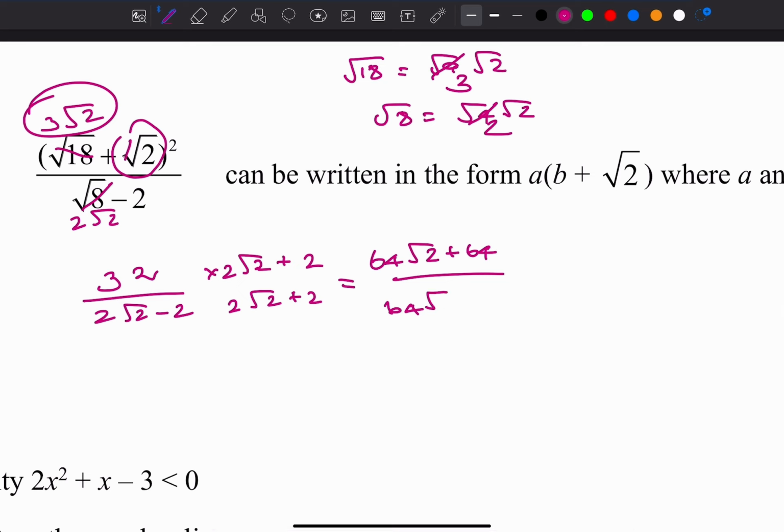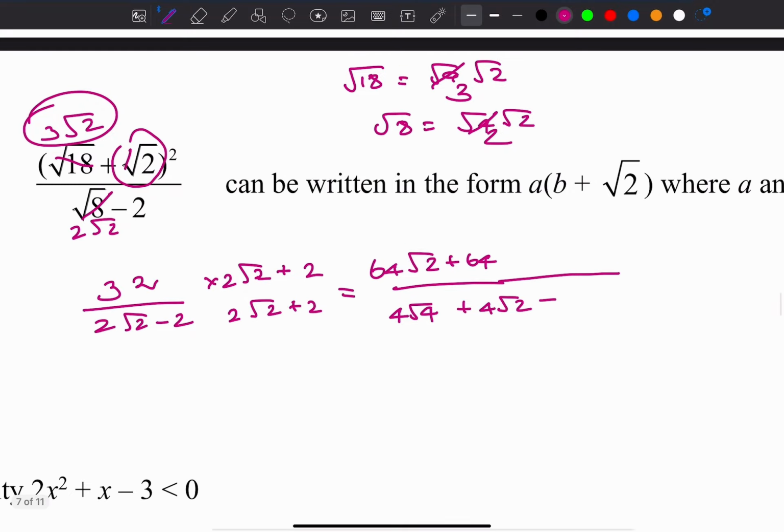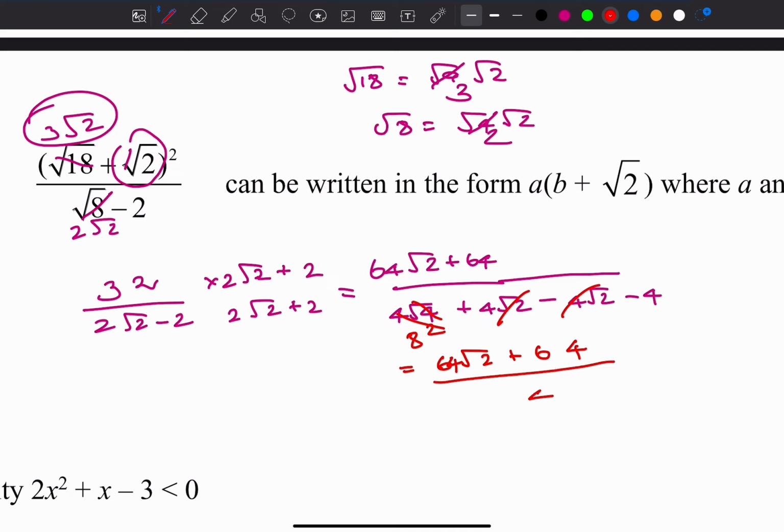Over 4 root 4 plus 4 root 2 minus 4 root 2 minus 4. That will make it 4 root 4, root 4 is 2. That's 8. Those two cancel always. That's it. 64 root 2 plus 64 over 8 take away 4 is 4. 4 can divide the 64, which is 16 root 2 plus 16.